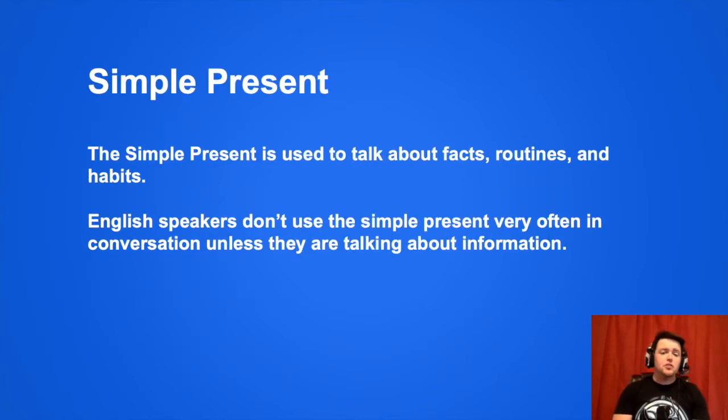The simple present is used to talk about facts, routines, and habits. These are things that we do all the time, things that normally happen. These are multiple events. The present tense isn't used to talk about a single time or a single event. It's used for multiple events. And English speakers don't use this very often. Unless we're talking about information or facts, we don't use this very much, but students use it all the time.